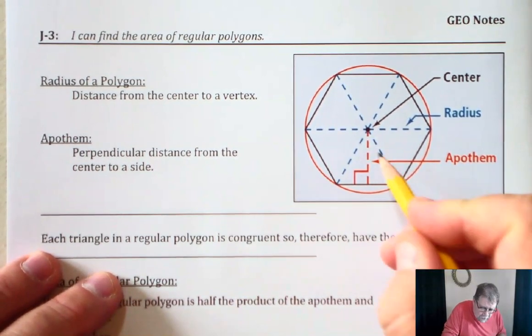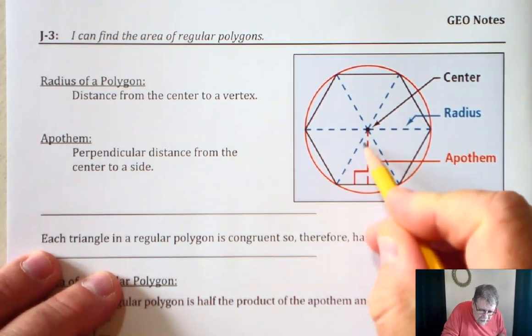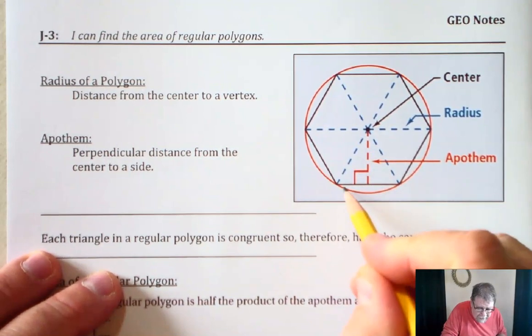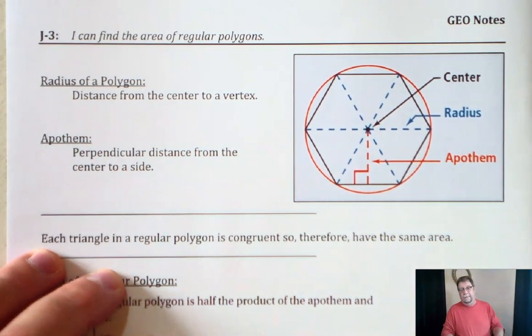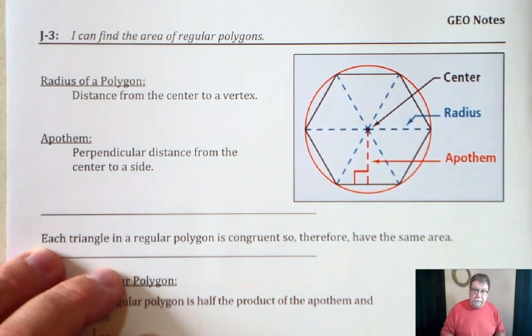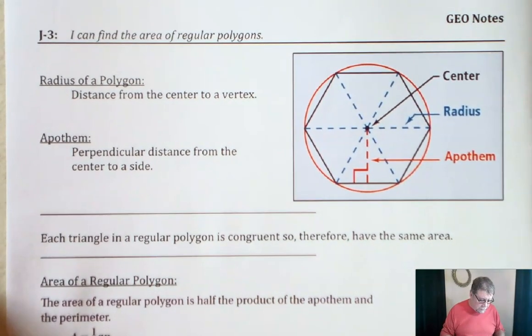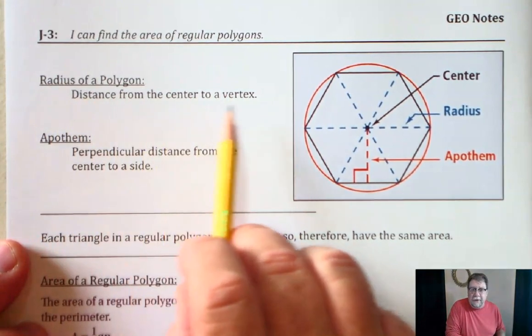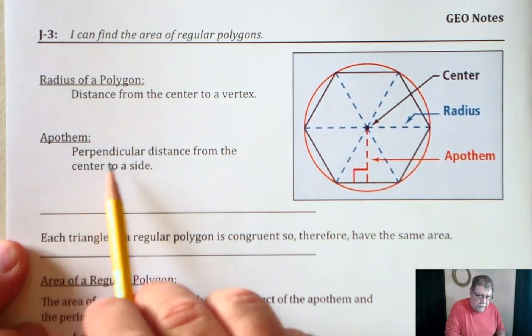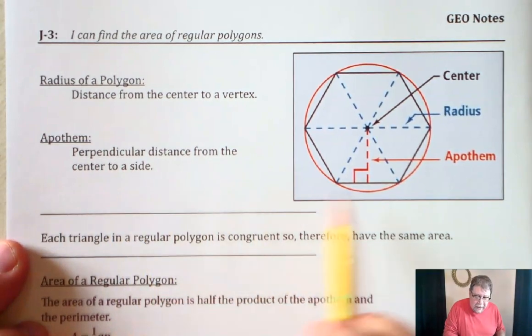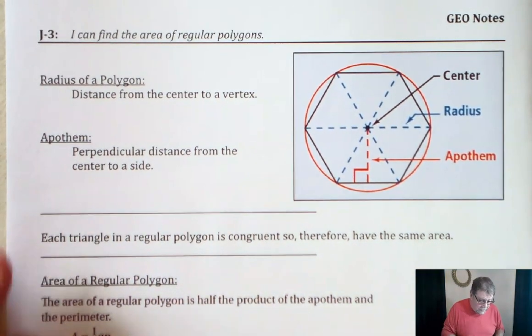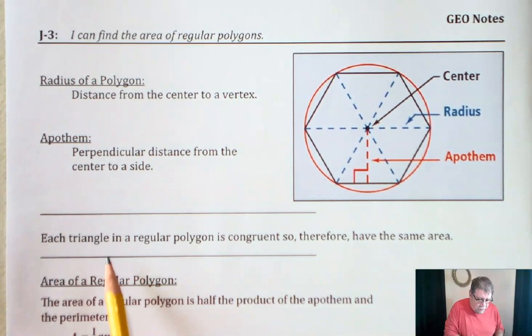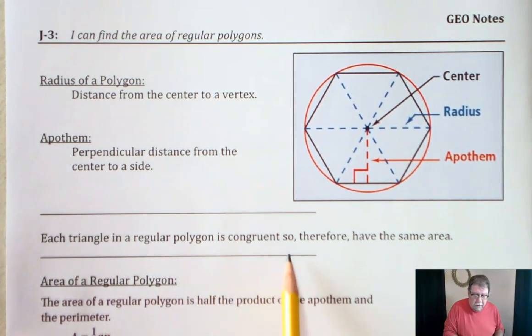I personally look for the triangles that are like these right here, so that there are two triangles for every side of the hexagon. It doesn't have to be a hexagon either. It can be all kinds of things. But anyway, so the radius of a polygon is the distance from the center to a vertex. The apothem is the perpendicular distance from the center to a side, and it goes to the midpoint of that side. Each triangle in a regular polygon is congruent, so therefore they all have the same area.